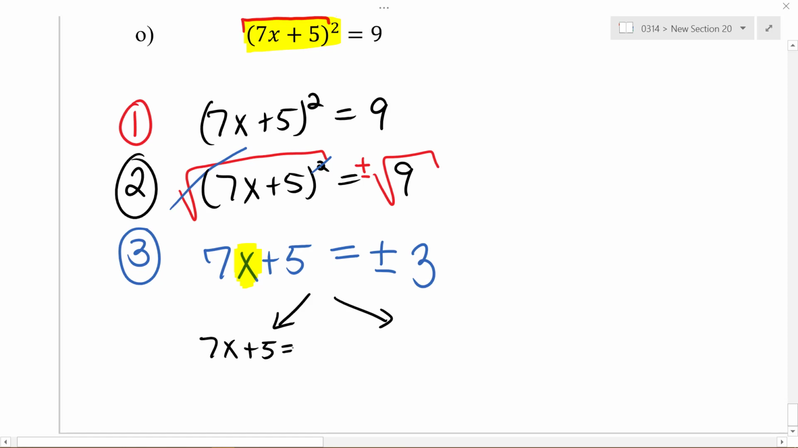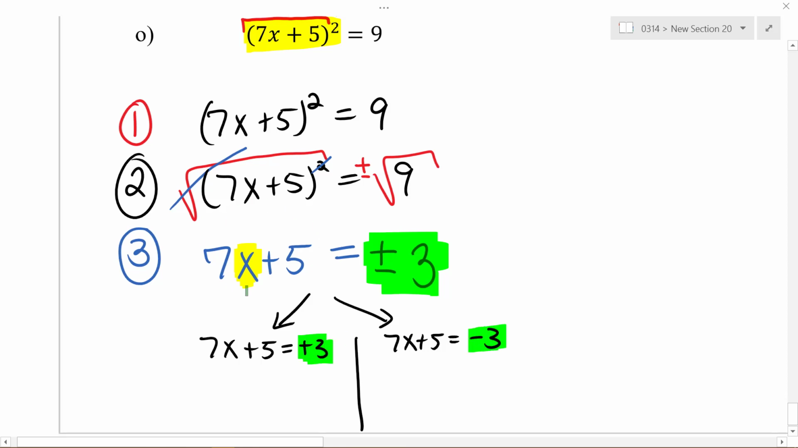7x plus 5 equals positive 3, and then 7x plus 5 is equal to negative 3. So we're going to rewrite that stacked plus or minus, we're just going to separate that as a positive 3 and a negative 3. So notice that the left-hand side has stayed exactly the same. Okay? The only thing that's changed is I'm not using that shortcut of the stacked plus and minus. I'm writing it as a plus 3 on the one hand and then a negative 3 on the other.